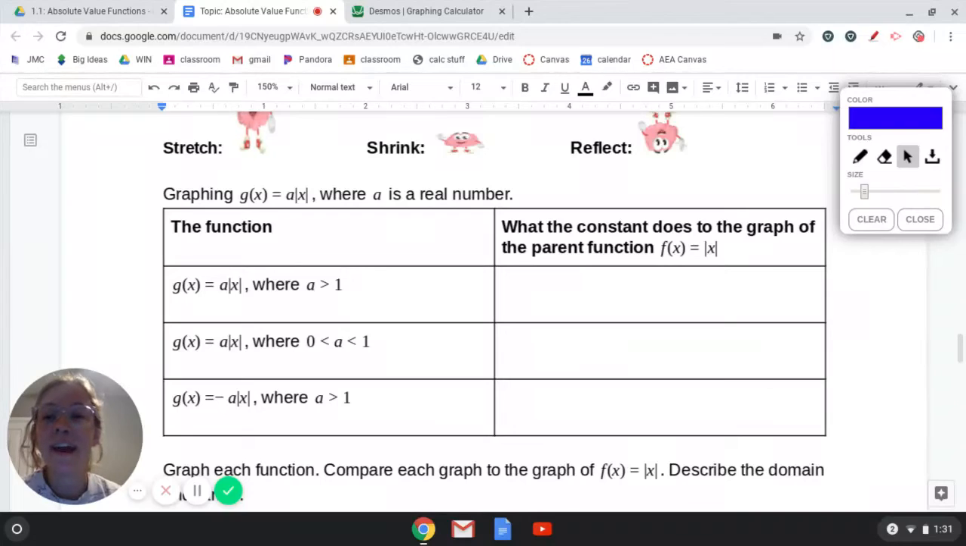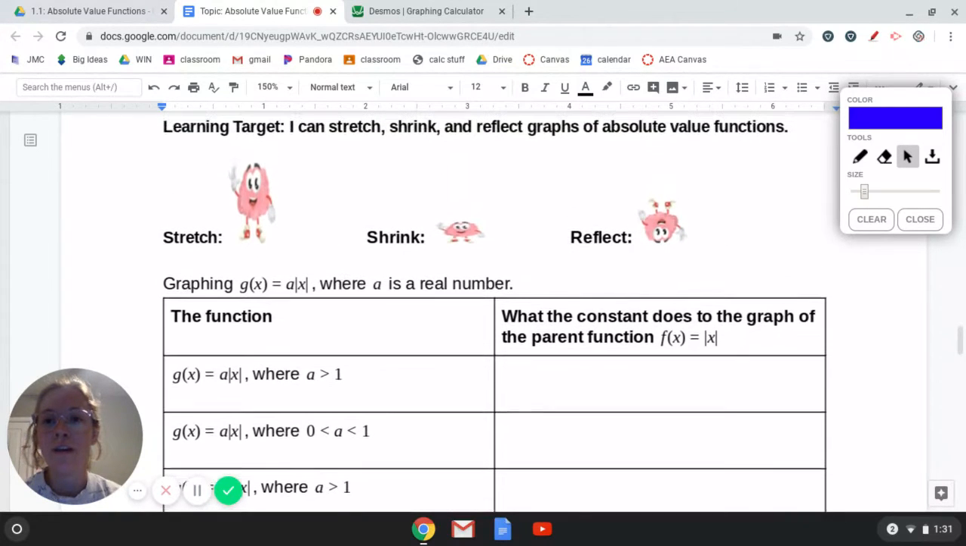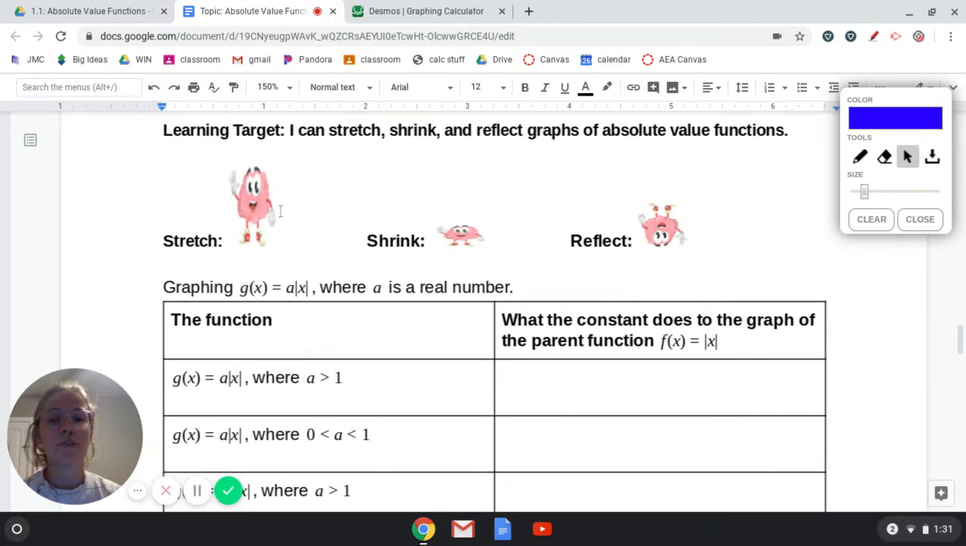Hey everyone, now we're going to learn how to stretch, shrink, and reflect an absolute value function. And stretching kind of looks like this. We're stretching the function away from the x-axis, which makes it a thinner v. Shrinking it shrinks it closer to the x-axis, which makes it a wider v. And then reflecting it flips it over the x-axis. So it flips it upside down like my little brain guy here.